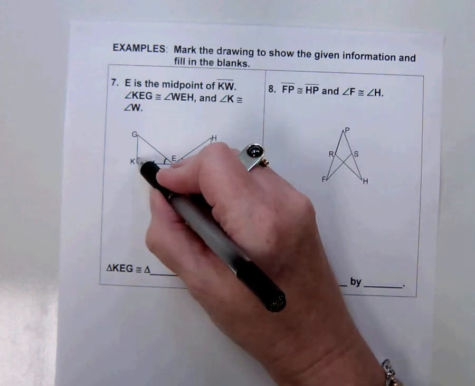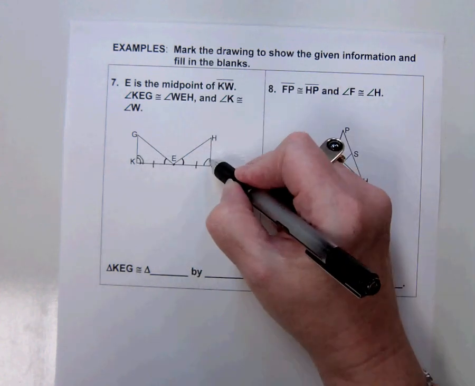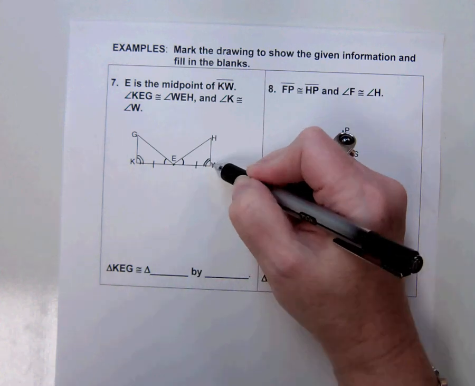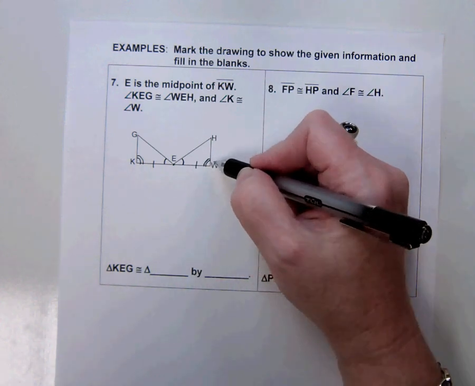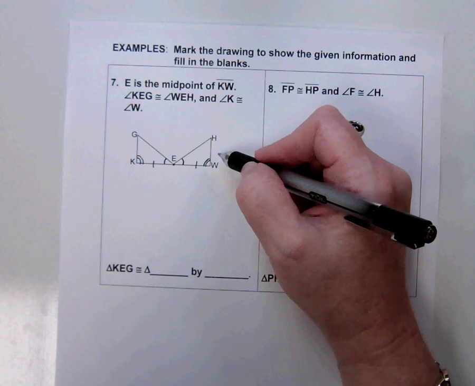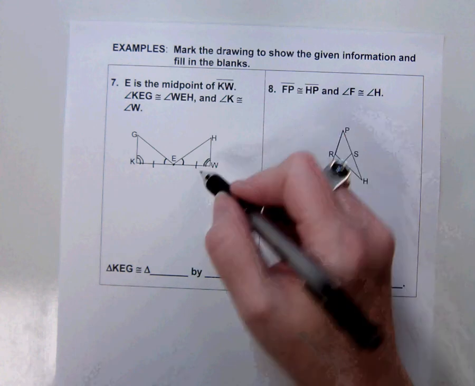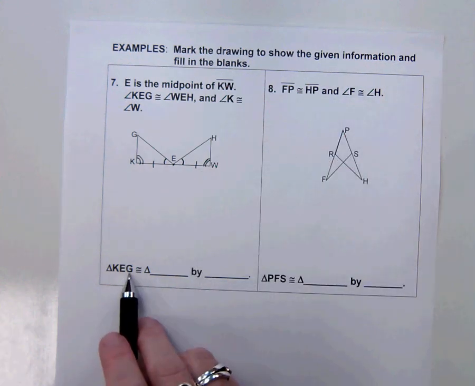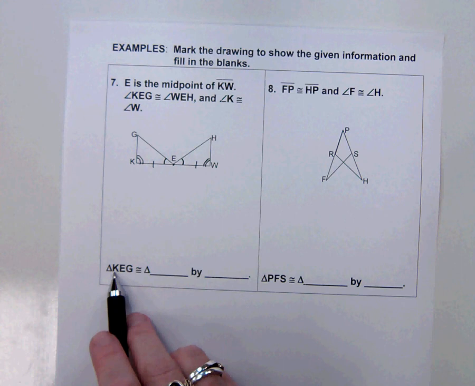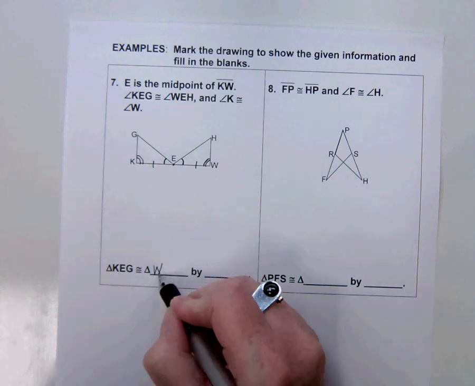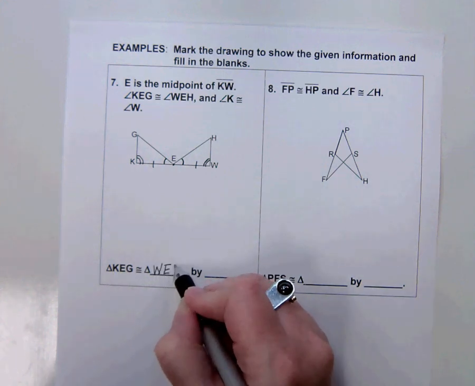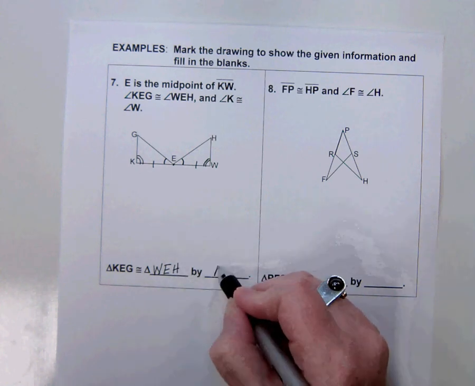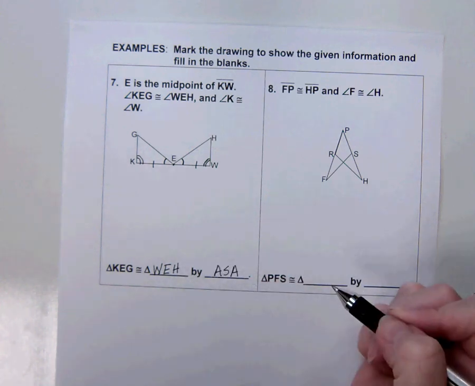And they told us that K and W are the same. Now I'm purposely not drawing a right angle box. You really don't know that they're perpendicular, so just use a little curve, and I'm using two curves to show that. So on this one, they've given us the first three letters of the left triangle. K corresponds with W, E corresponds with E, and G corresponds with H. This one's angle side angle because they have two angle pairs and one side pair, and the side is included.